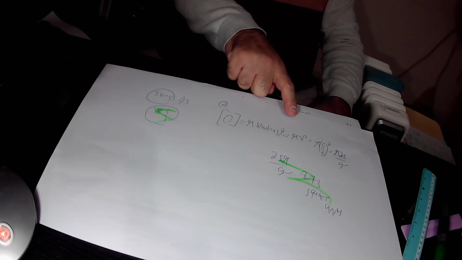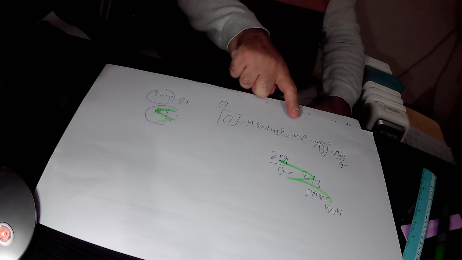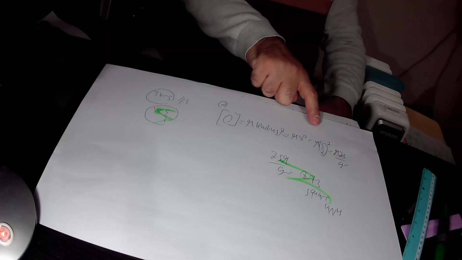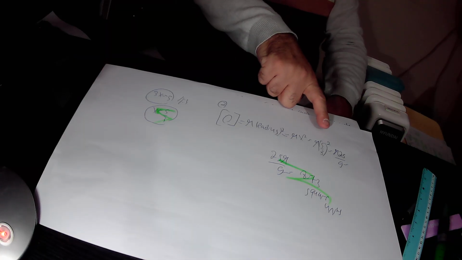But x is 5/3, therefore x squared is (5/3) squared. So pi x squared is pi times (5/3) squared, pi times 5 thirds squared. 5 thirds squared equals 5 squared, that is 25, over 3 squared, that is 9.